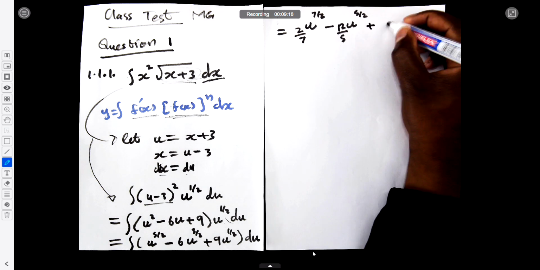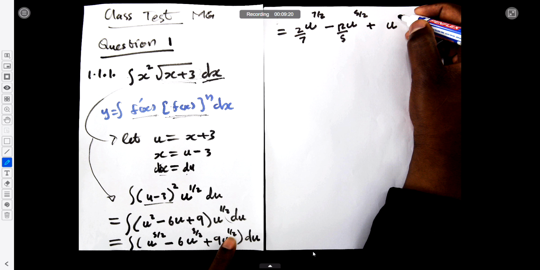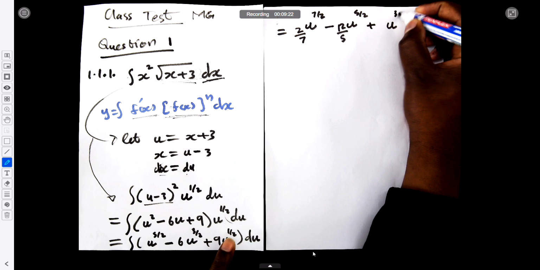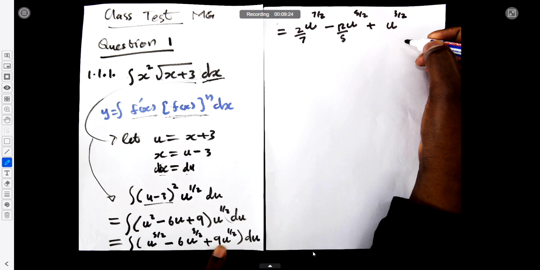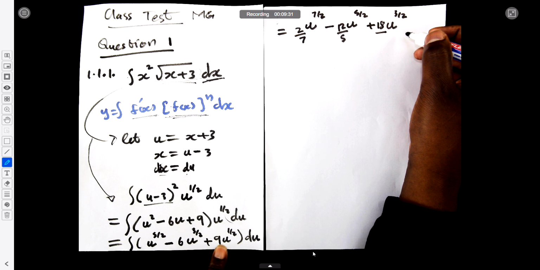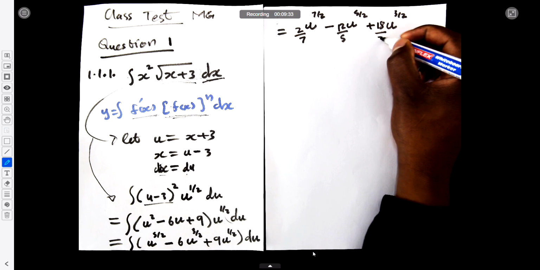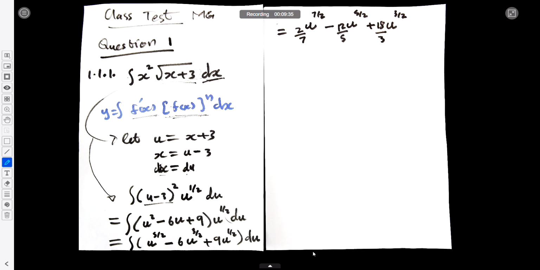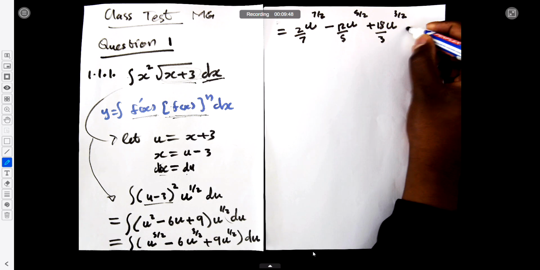Therefore, plus u to the power of, we add 1 to the exponent half, it's going to be 3 over 2. And then 9 divided by 3 over 2 is 18 over 3. In fact, can we divide 18 by 3? Is it divisible? It's 6, right? Yeah. So we'll have 6. So, therefore, plus the constant.